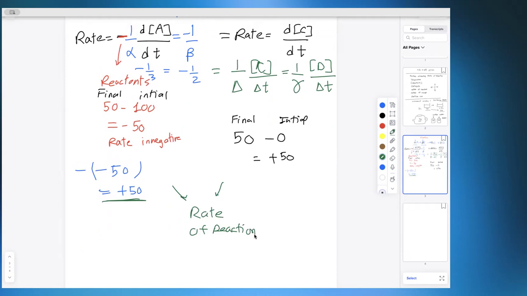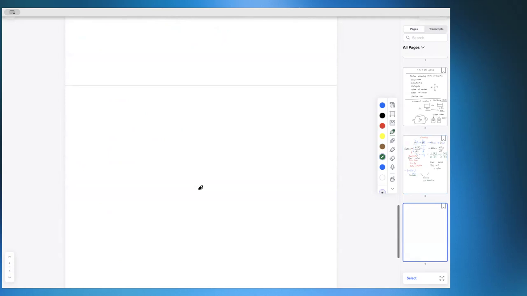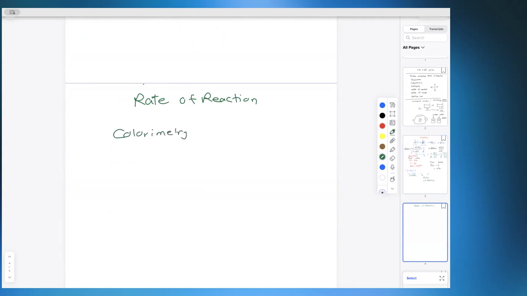How can I measure the rate of the reaction practically? I can say that by colorimetry. If I made a reaction in which a precipitate is formed, for example, and I see a yellow precipitate, and this amount of precipitate is formed in 1 hour, this is a very slow reaction. But if the same precipitate is formed in 1 minute, then it is a very fast reaction.